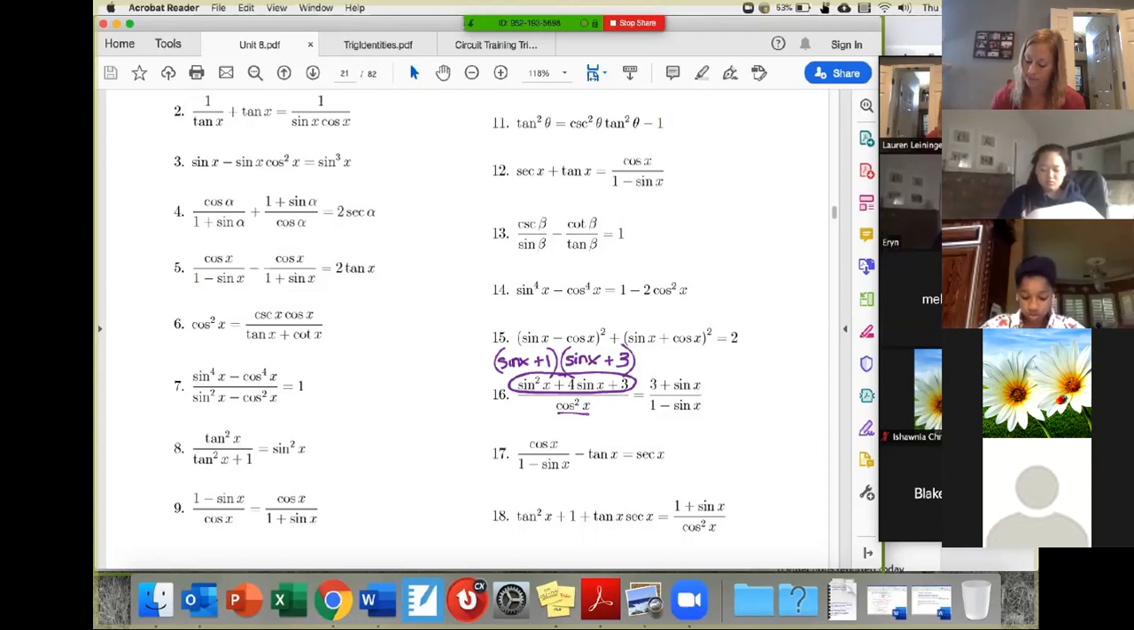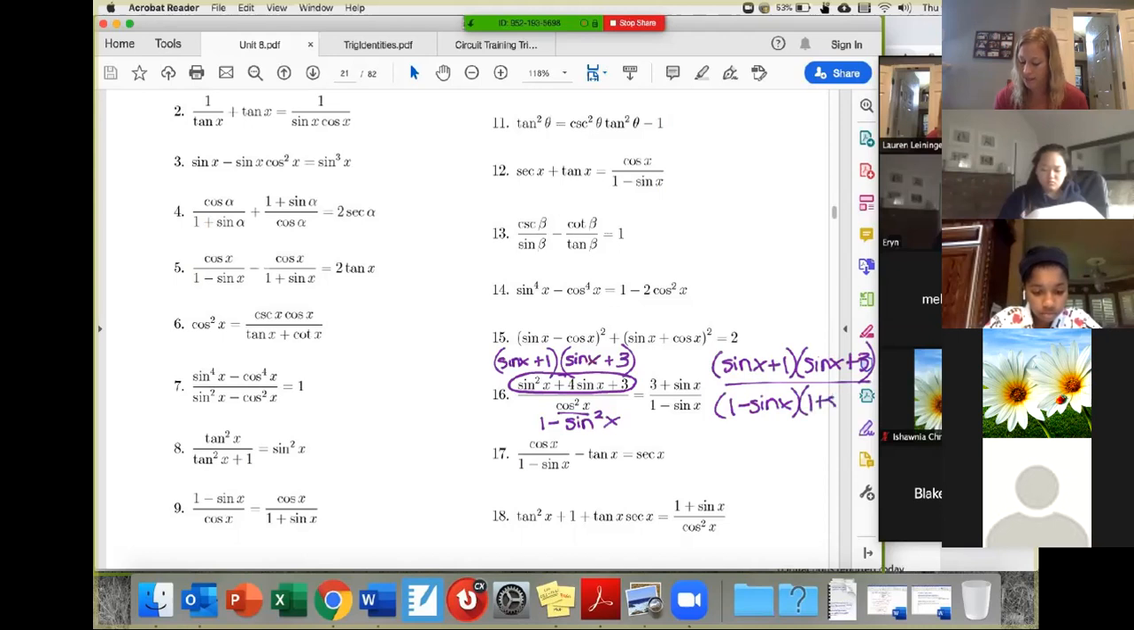Anyone? 1 minus sine squared, which also factors as a difference of squares. So that means that the top has turned into sine x plus 1, sine x plus 3, all over 1 minus sine x, 1 plus sine x, because that factors as a difference of squares. And then what's going to cancel for us? Sine plus 1 is the same as 1 plus sine, which is essentially our answer there.